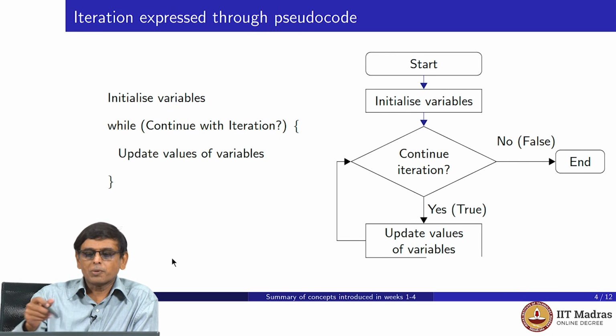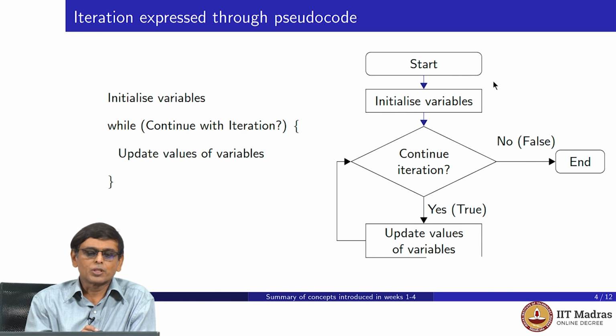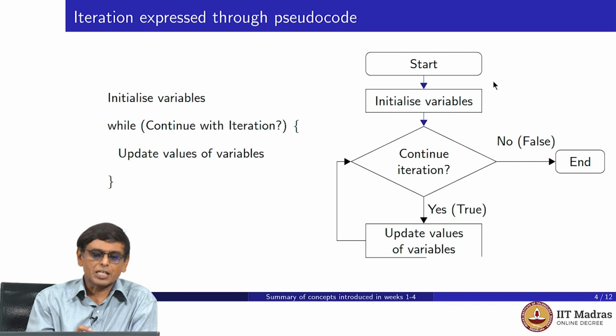Now we also saw basically that this flow chart, the iteration flow chart, can also be written textually, because flow charts are not very convenient to communicate to a computer or to somebody else. You would like to write it in textual form.